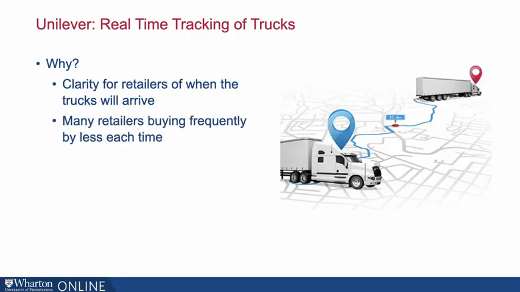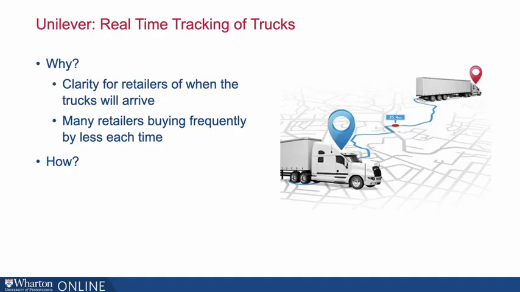Another thing that Unilever had found was that many of their retailers, that is their customers, wanted to buy more frequently but fewer things each time. So before they started tracking the trucks, it was quite burdensome for Unilever to keep sending trucks back again. So that is the question I want you to start with every time you start thinking about using new technology, the why. What customer needs are you solving?